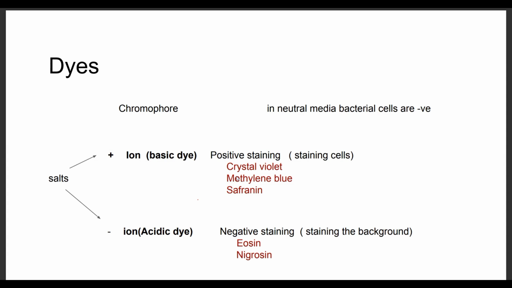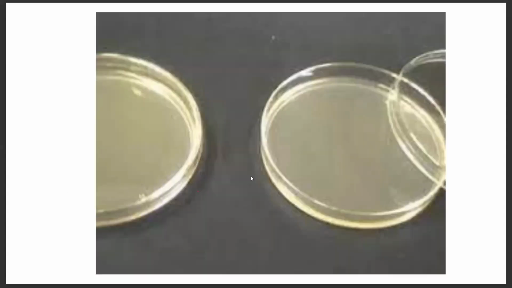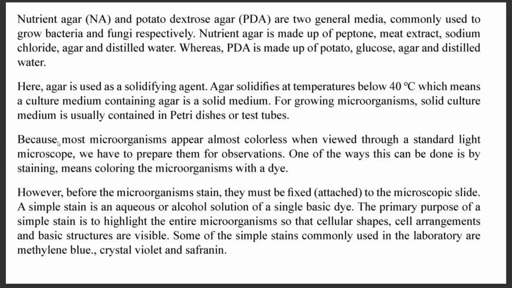In the laboratory, we use these dyes: crystal violet, methylene blue and safranin. We'll move to the note again. Look at this one. Because most microorganisms appear almost colorless when viewed through a standard light microscope, we have to prepare them for observation. One of the ways this can be done is by staining, meaning coloring the microorganism with a dye. However, before microorganisms are stained, they must be fixed to the microscope slide.